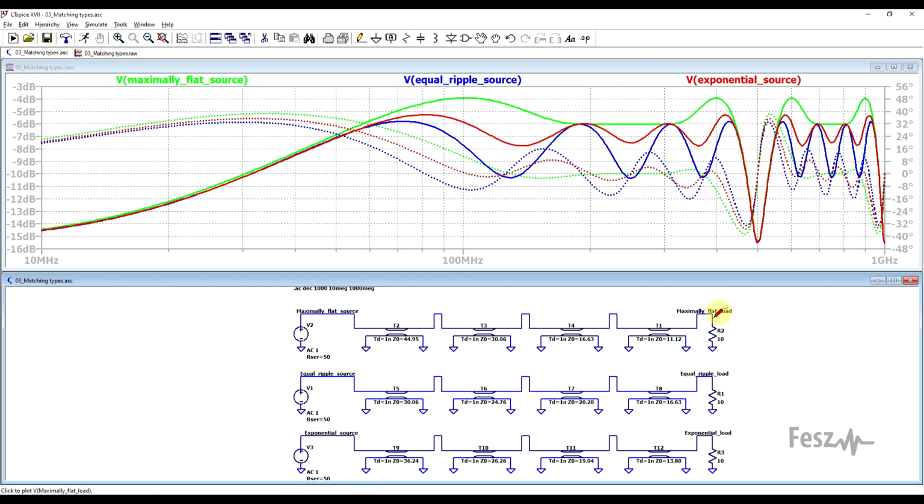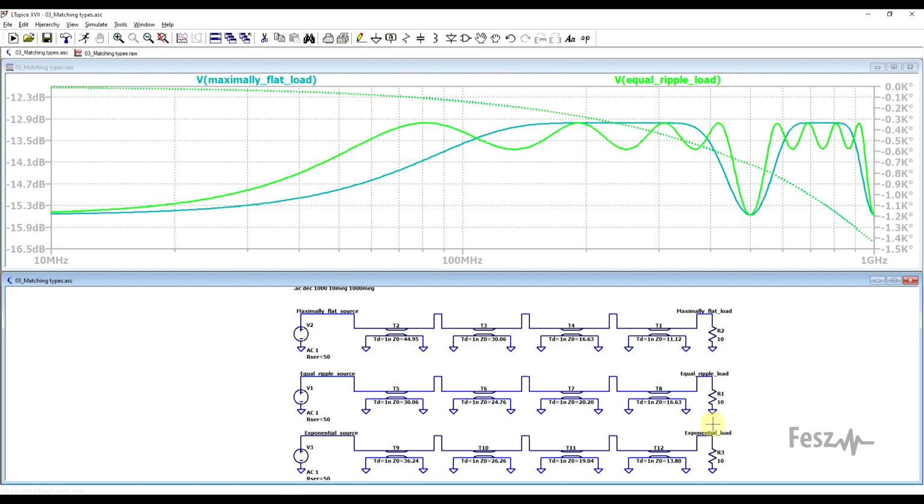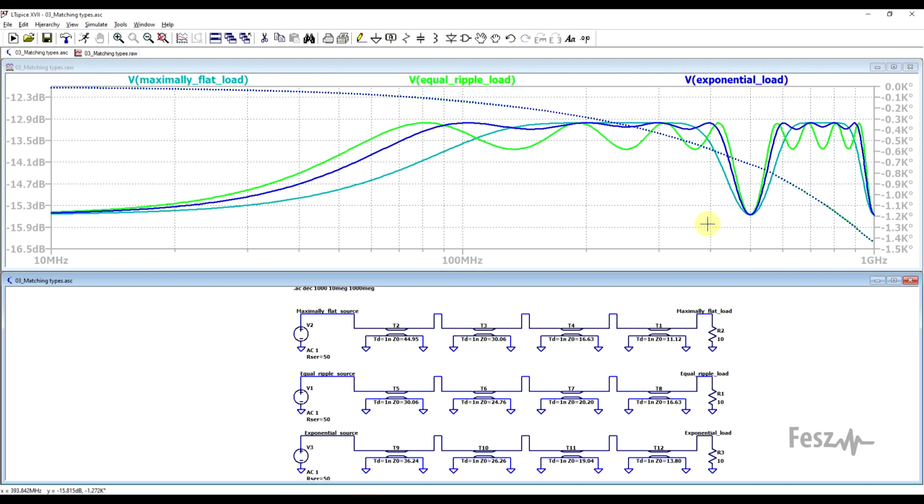Finally, we can have a look also on the load side. So we have our maximally flat, equal ripple, and the exponential responses. More or less a similar story to what we were seeing before.